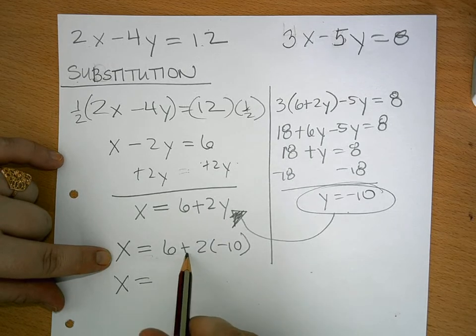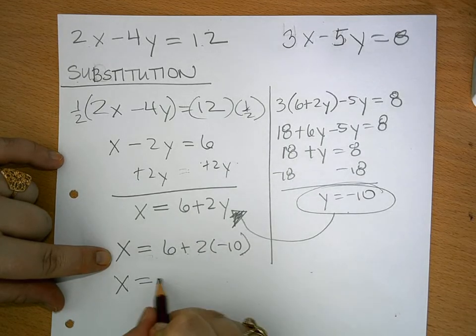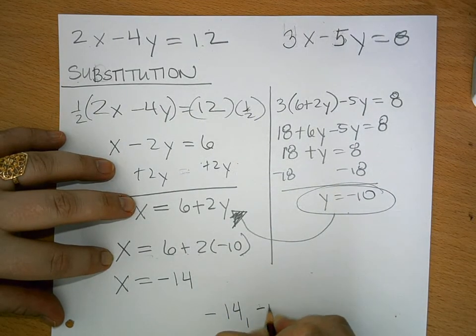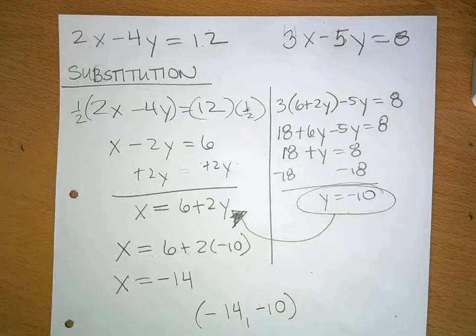6 minus 20, -14. Again, write your solution as an ordered pair.